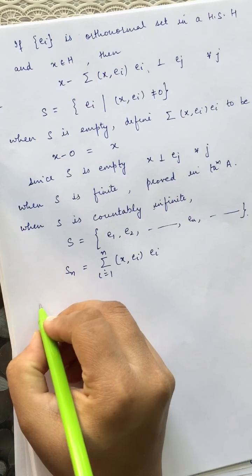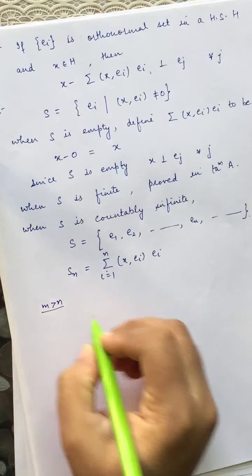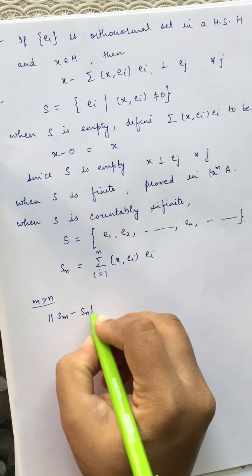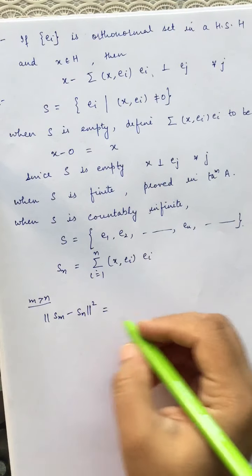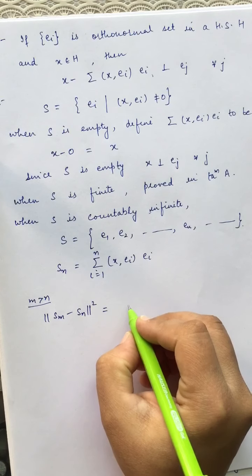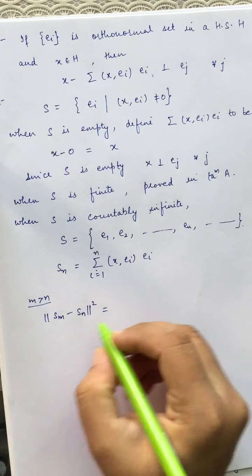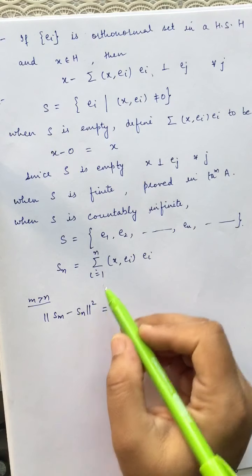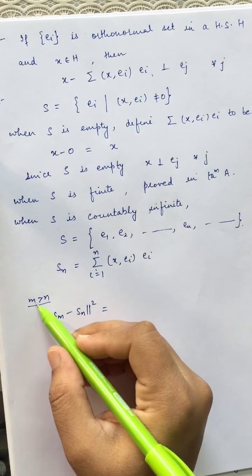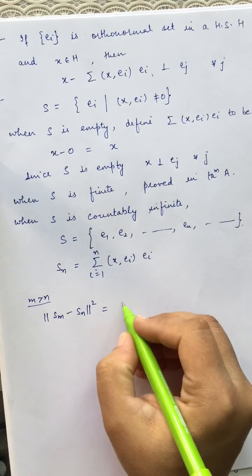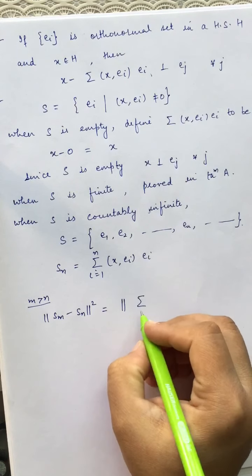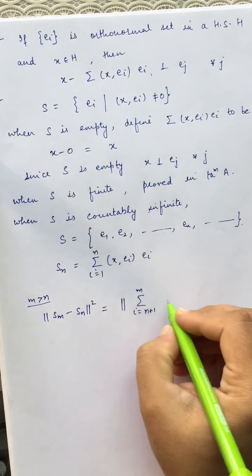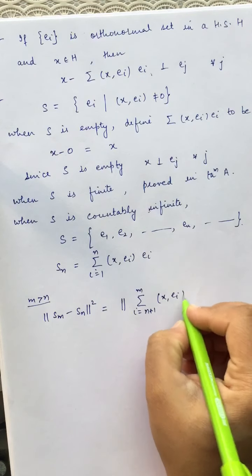And then for any integer m which is greater than n, we will calculate the norm of S_m minus S_n, squared. So by definition, because S_n is the sum of these terms from 1 to n, and S_m is from 1 to m, and m is bigger than n, this difference will be just the sum of the terms varying from n plus 1 to m of (x, e_i) e_i.